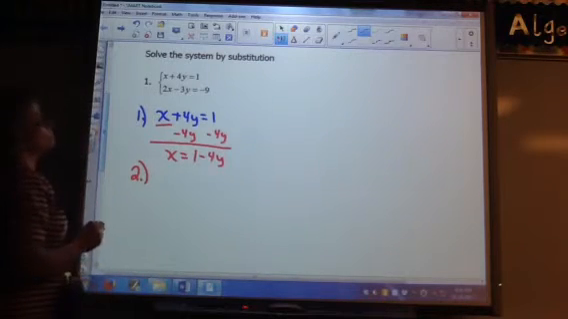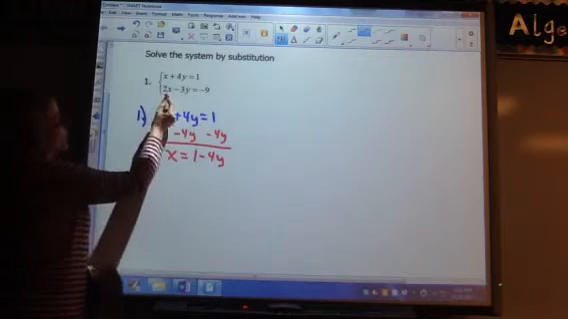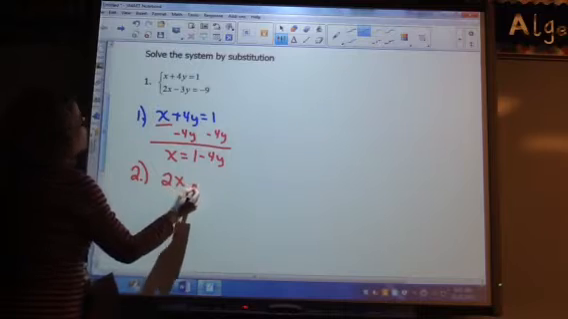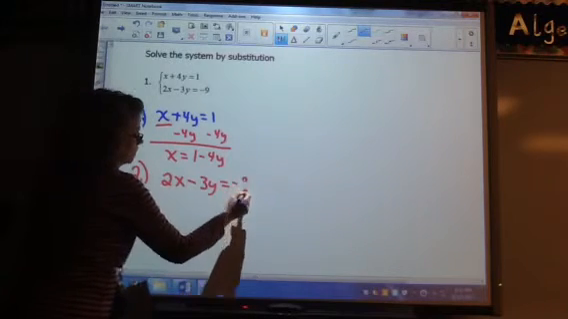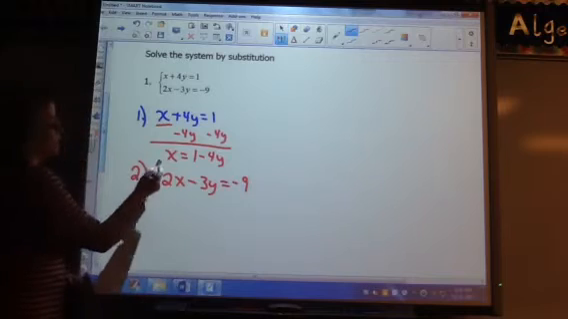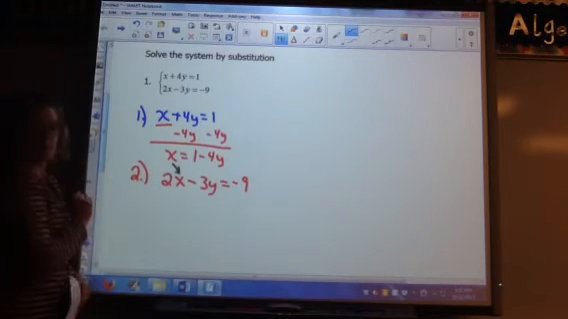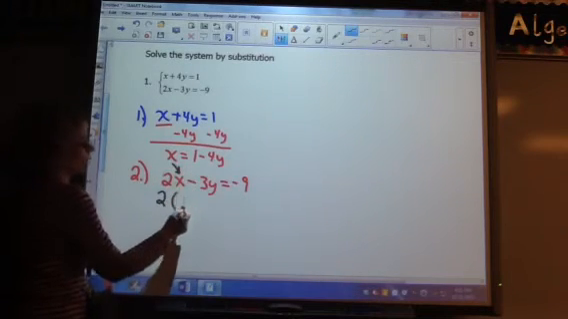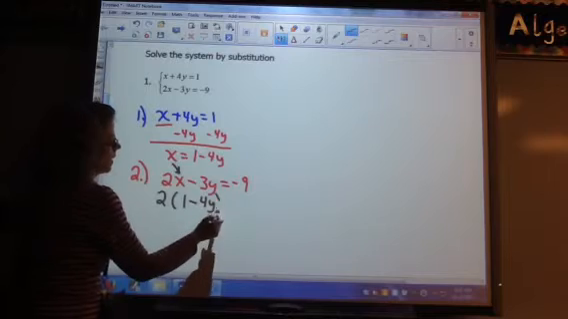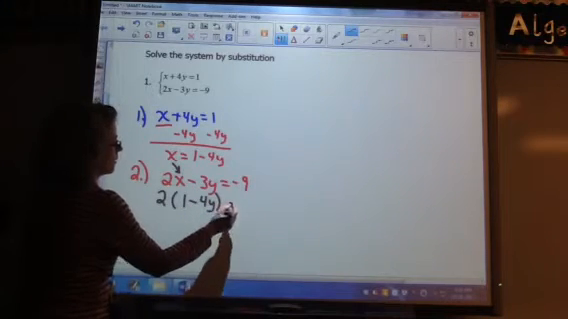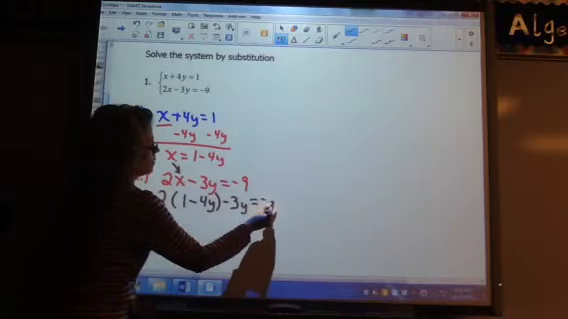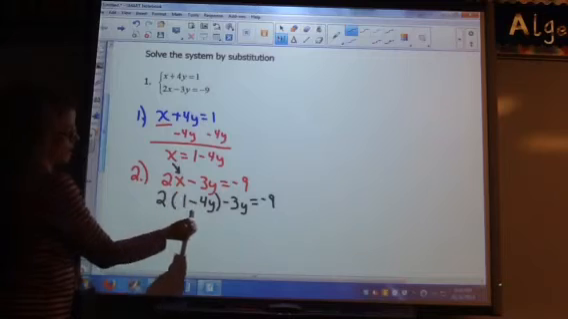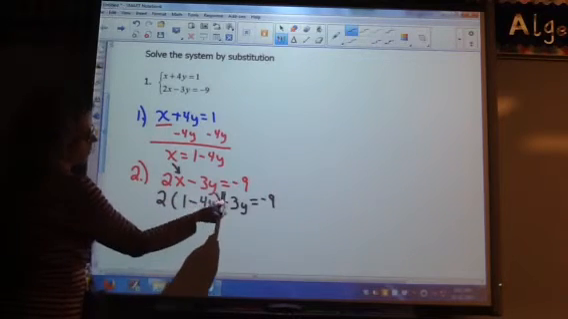Alright, second step is to take the other equation that you didn't use. I used this one to solve for one variable, so I need to take the second equation. And on this one, I'm going to substitute in for x. So I'm going to take 2, and I'm going to substitute x equals 1 minus 4y. Then I'm going to finish the rest of this equation. Minus 3y equals negative 9. Okay? Substitute in for x. And then I brought down the rest of my equation.